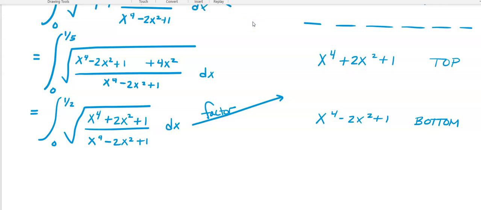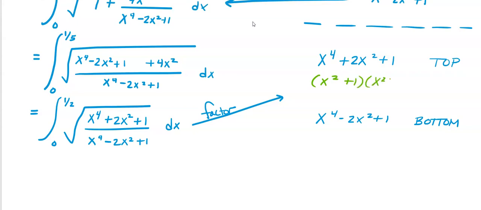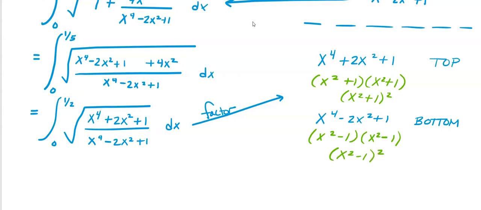So the first one would simplify. I would get x squared plus 1 and x squared plus 1, which can be rewritten as x squared plus 1 to the second power. So that's my numerator. My denominator would simplify very much in the same way, only with the opposite sign. So we have x squared minus 1 and x squared minus 1. So we have x squared minus 1 to the second power.